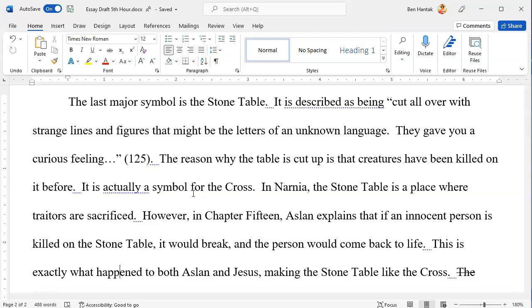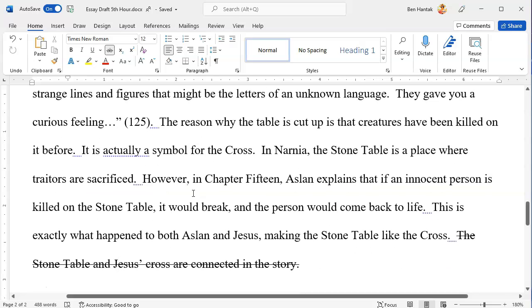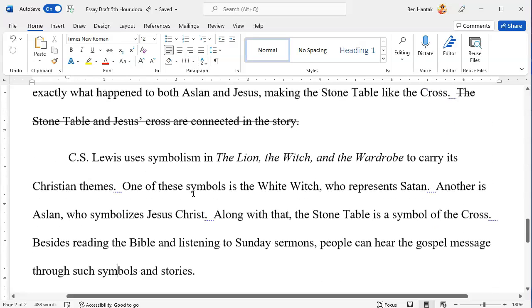It is actually a symbol for the cross. In Narnia, the stone table is a place where traitors are sacrificed. However, in chapter 15, Aslan explains that if an innocent person is killed on the stone table, it would break and the person would come back to life. This is exactly what happened to both Aslan and Jesus, making the stone table like the cross. The stone table and Jesus' cross are connected in the story.